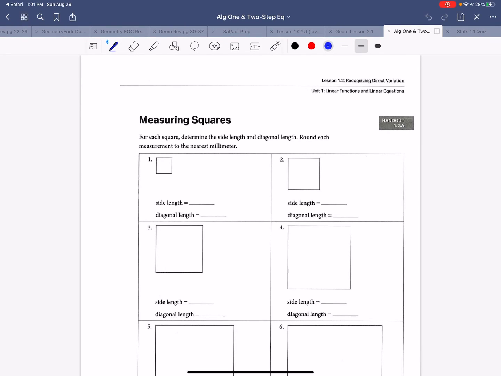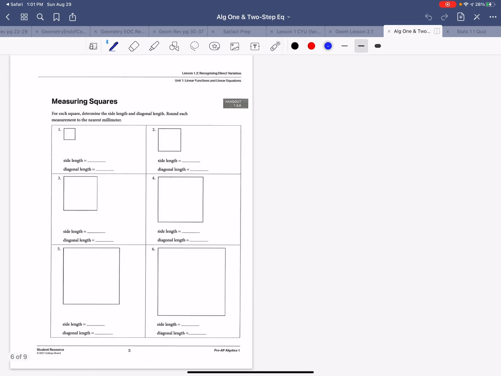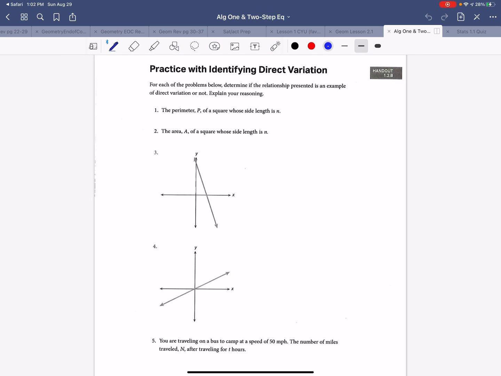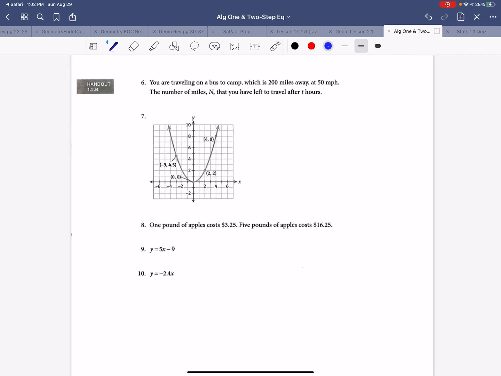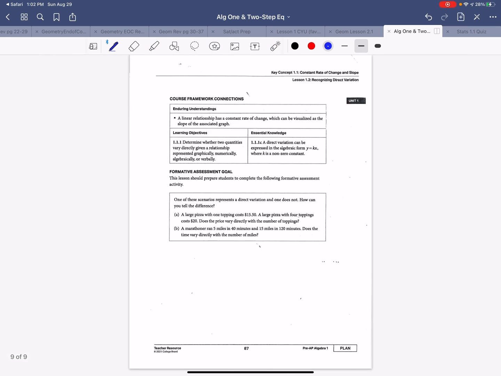Hey guys, we did this activity in class to help us get another example of direct variation. In class, we worked through which of these were or were not direct variation. Some were not. And then we worked out this graphic organizer on direct variation. If you missed class, make sure you get the notes from me or someone else. And here was the homework assigned.